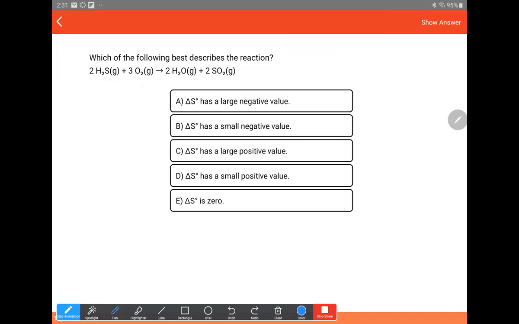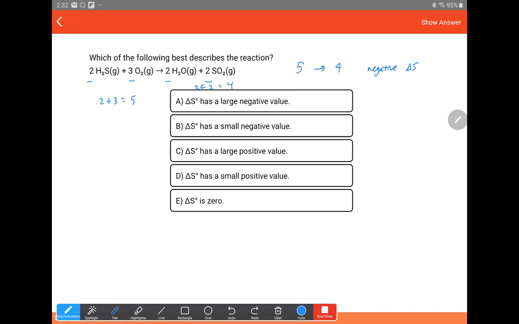Here we have all gases. So when we have all gases on both the reactant and product side, we're looking at number of molecules. So we're using this coefficient. So here we have 2 plus 3. Here we have 2 plus 2. So if you increase the number of particles, so you break big ones up into smaller ones, you're going to have a positive delta S. In this case, we went from 5 to 4, so we are going to have a negative delta S.